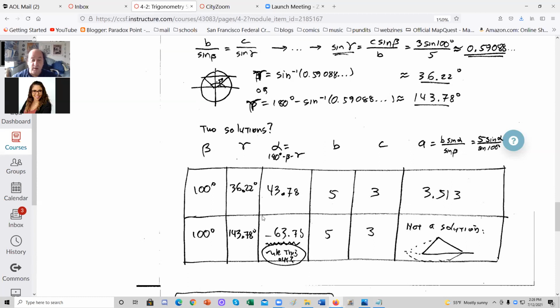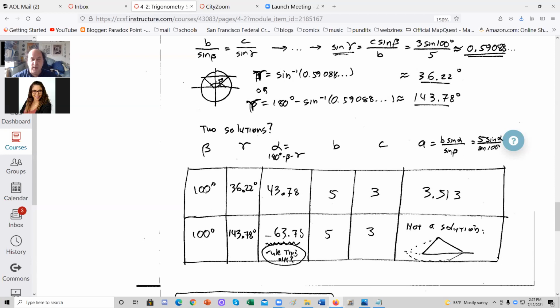This one, something goes wrong in a very interesting way. 180 minus beta minus gamma is 180 minus 100 minus 143.78, which gives you a negative angle, negative 63.78. The reason why is that C, this side here, which equals 3, is shorter than B, this side here, which equals 5. So when the pendulum swings, one of the two solutions ends up here, fine, but this other one winds up back behind point B, and so that's not a valid solution. So this is one we can throw out.